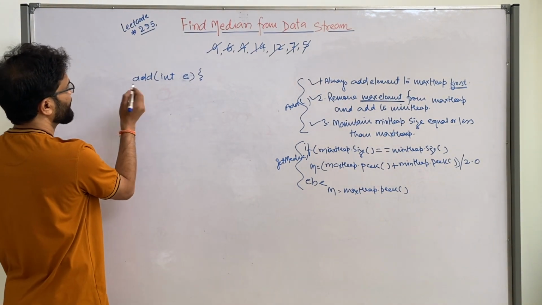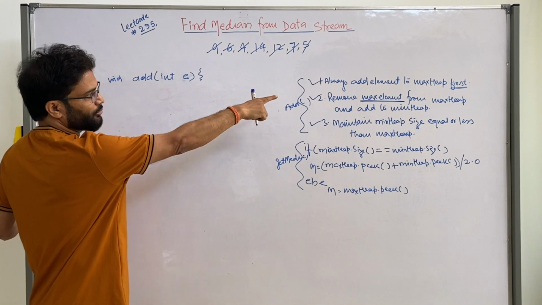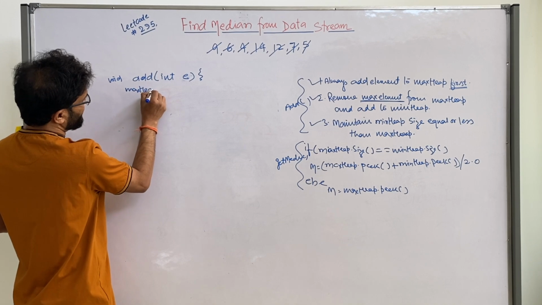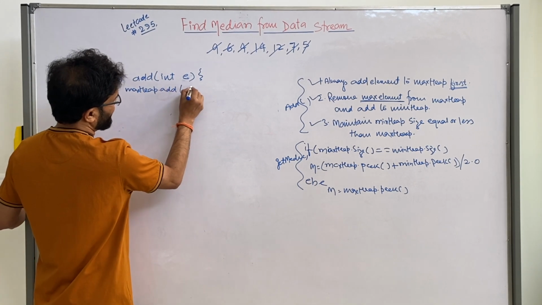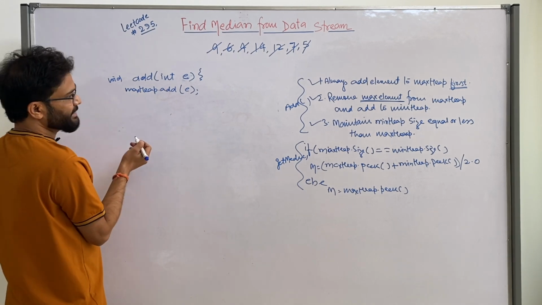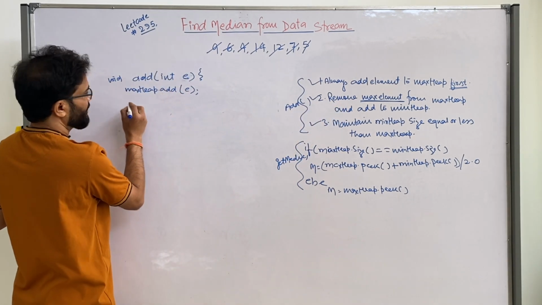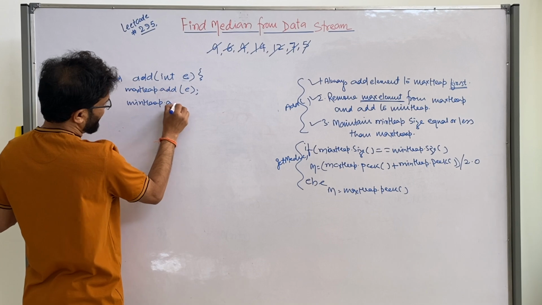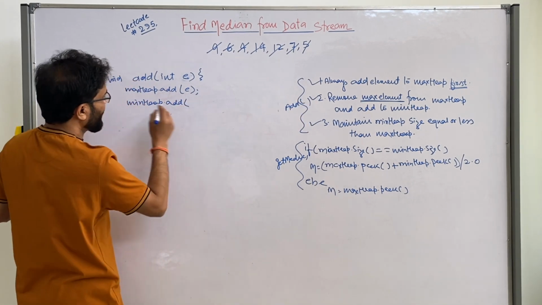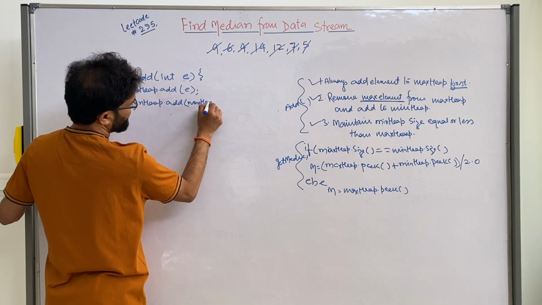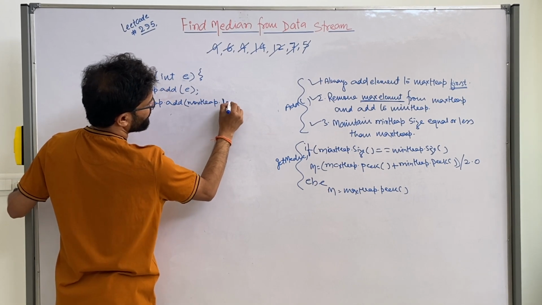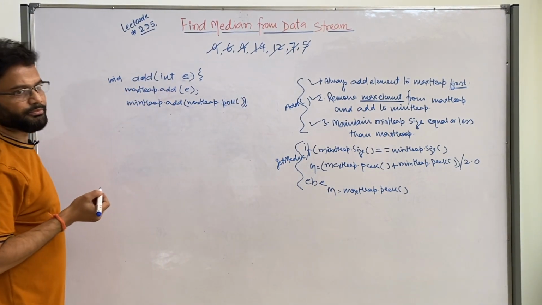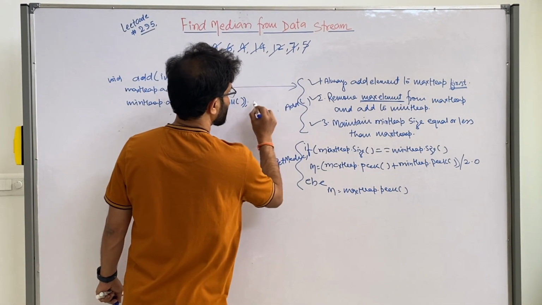Let me do the add method. So what you have to do? Take the element and always put it into the max heap. So max heap dot add e. First step done. Second step, add into the min heap. Add which one? The max element. How can we take the max element from the max heap? Max heap dot poll. Second step done. This is your first step, this is your second step.